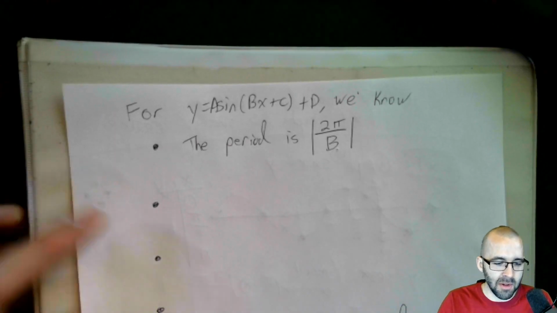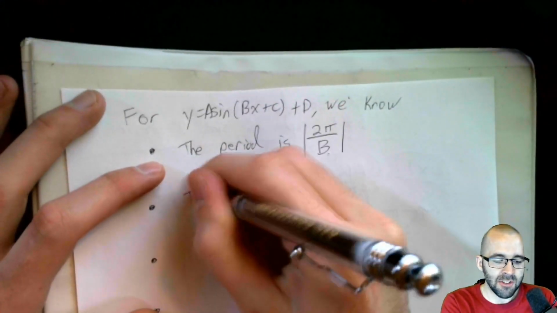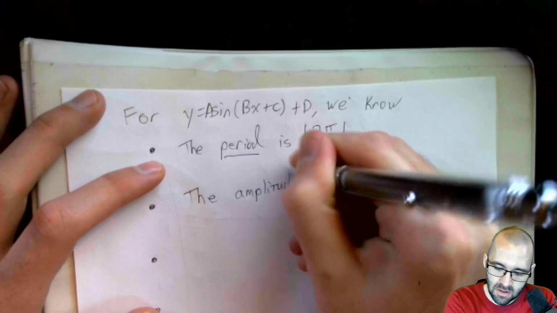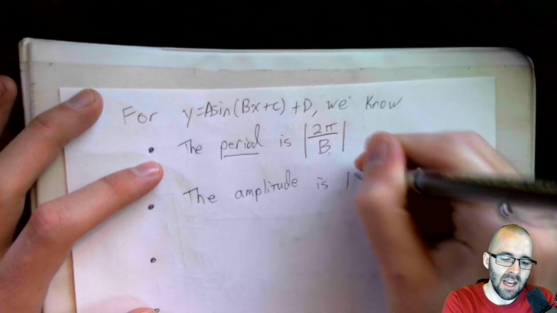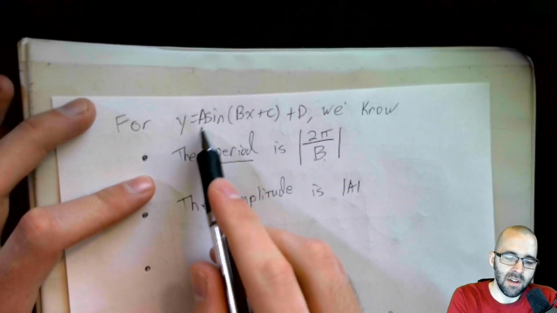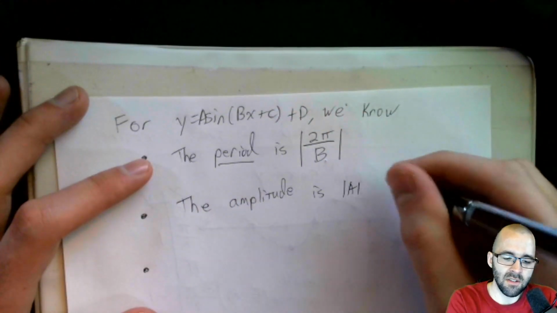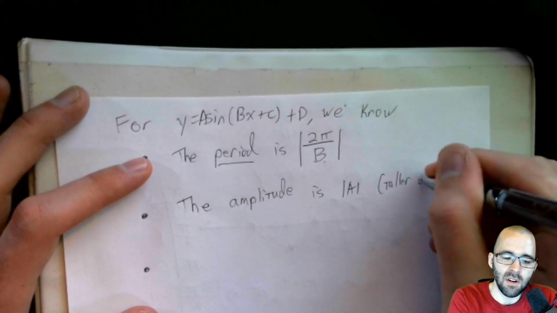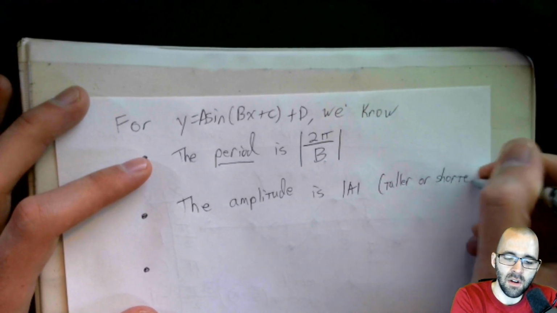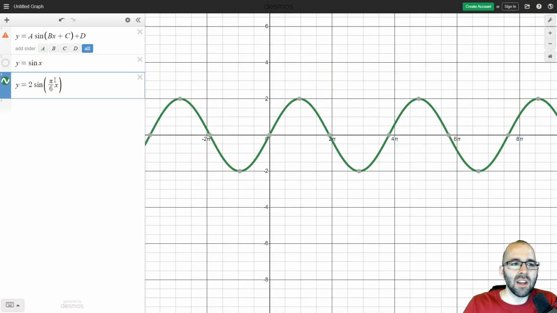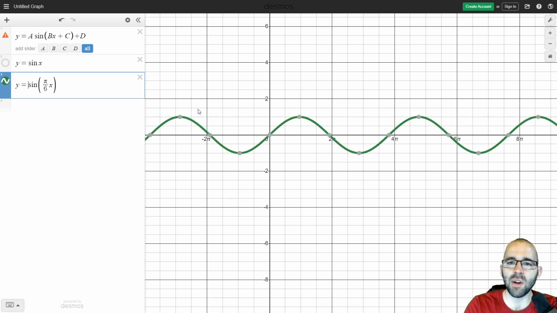Well, let's do the second bullet point. The amplitude is the absolute value of that number in front. Okay? It just makes it taller or shorter. All right, and we've seen this before. We did this right here. This is what 2 sine x looks like. Well, if we made it a 4, that should double it and make it twice as tall.